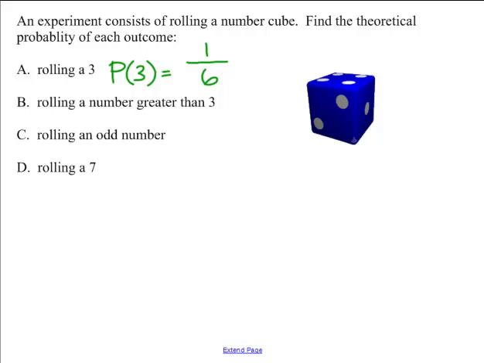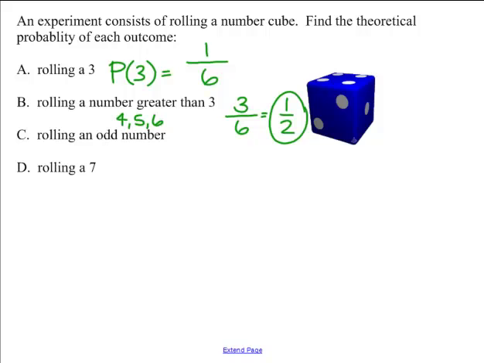Now rolling a number greater than 3, that includes the numbers 4, 5, and 6. So that can happen 3 different ways out of the 6 sides total. And we would reduce that to 1/2. There's a 1/2 chance that if you roll a number cube, you will get something greater than 3.